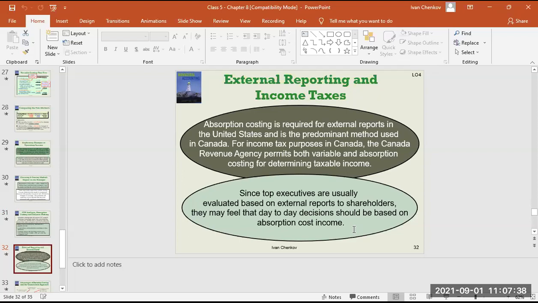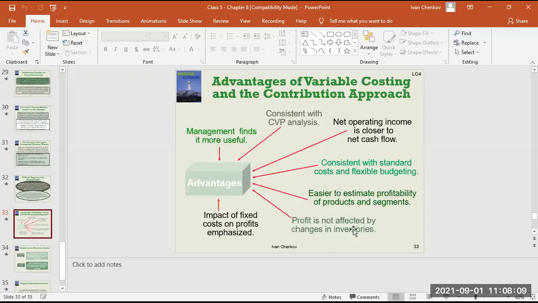Now, for the external purposes, what's going to happen? Absorption costing is required for the external purposes. Even Canada Revenue relies more on the absorption, but permits both. Since the top executives are usually evaluated based on the external reports to the shareholders, you may feel that all the evaluation is based on the absorption.